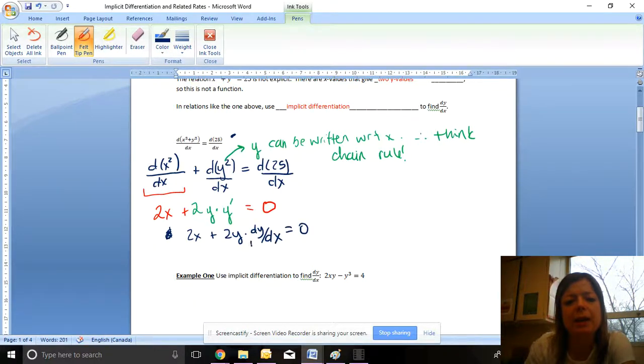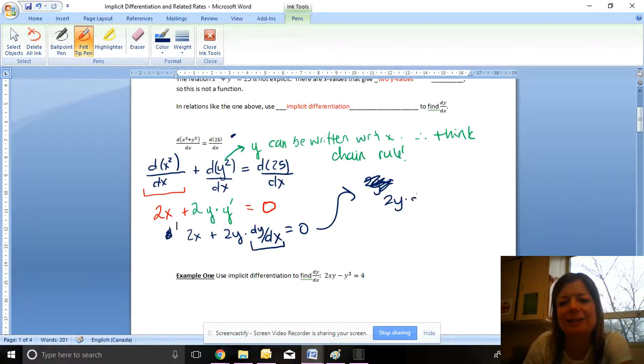So now here is dy/dx, and we just need to isolate it and we will have an expression for it. 2y times dy/dx equals negative 2x. I just brought that to the other side. And then dy/dx equals negative 2x over 2y. So it just equals negative x over y.